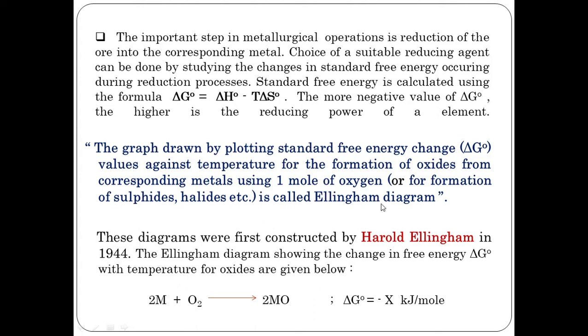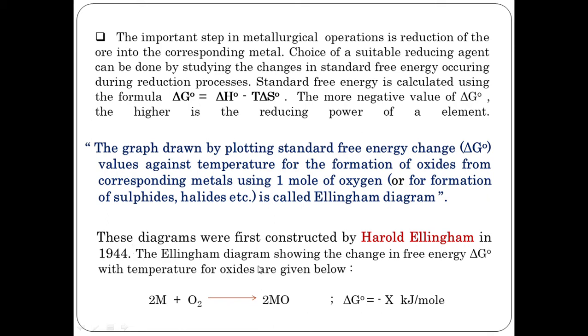Then what is meant by Ellingham diagram? It is a graph drawn by plotting standard free energy change values against temperature for the formation of oxides from corresponding metals using 1 mole of oxygen. It is called Ellingham diagram. Once again, it is the graph drawn by plotting standard free energy change against temperature for the formation of oxides from corresponding metals using 1 mole of oxygen. These diagrams were first constructed by Harold Ellingham in 1944.